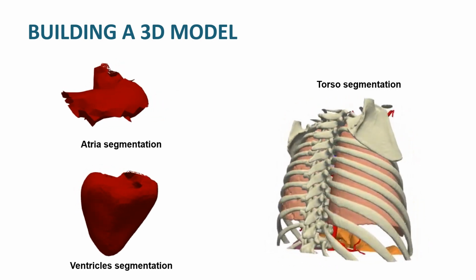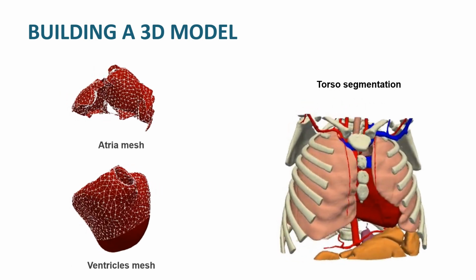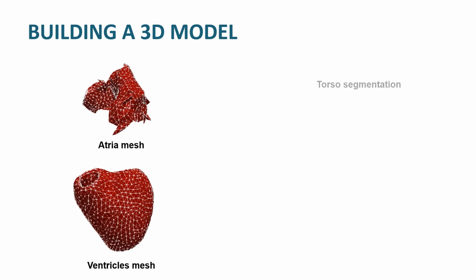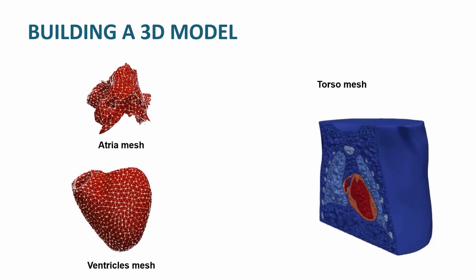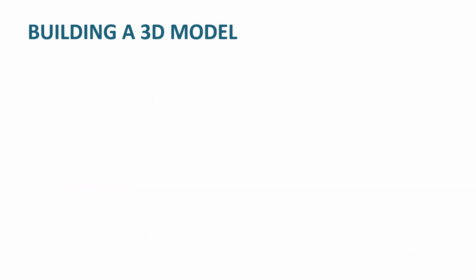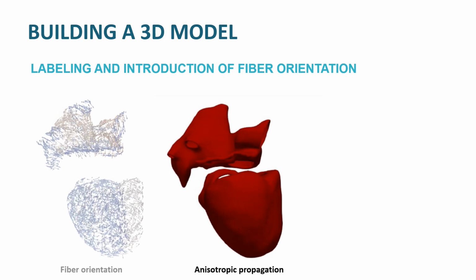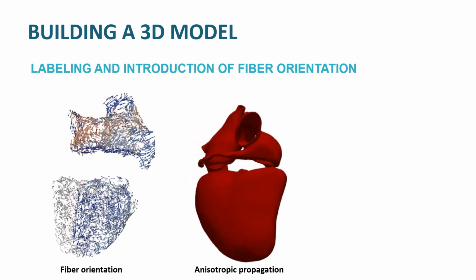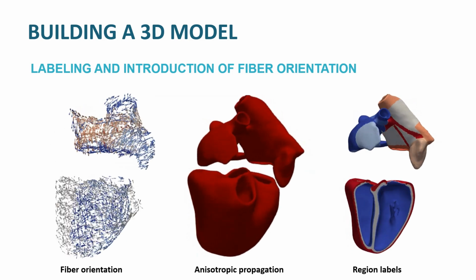Secondly, both the ventricles and the atria are separately meshed with a fine spatial resolution composed of hexahedra, while the torso volume is meshed with a lower resolution, with tetrahedra. The next step consists of applying anisotropy to the cardiac muscle by introducing fiber orientation and labeling different electrophysiological regions.